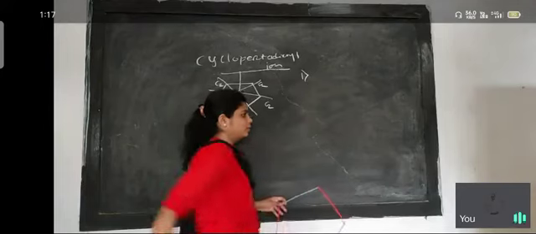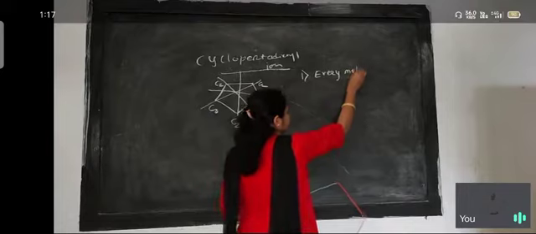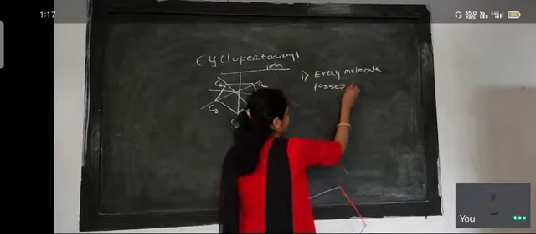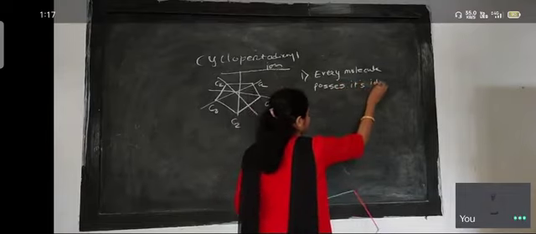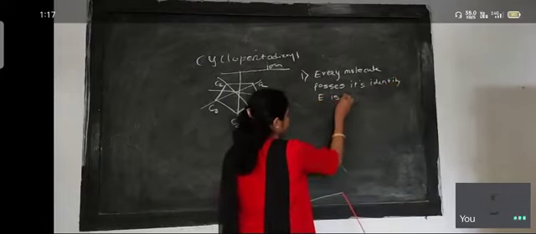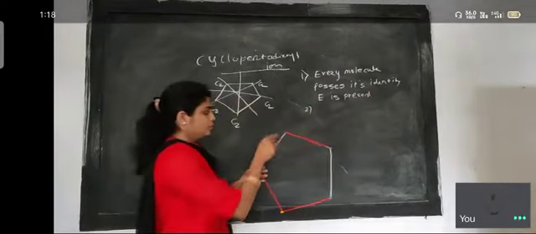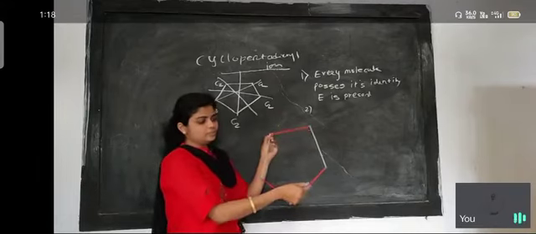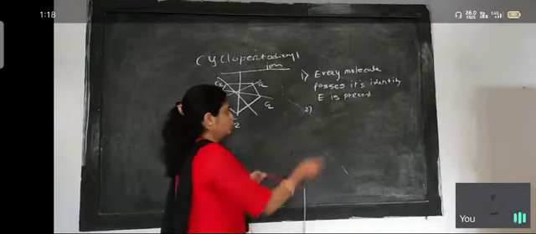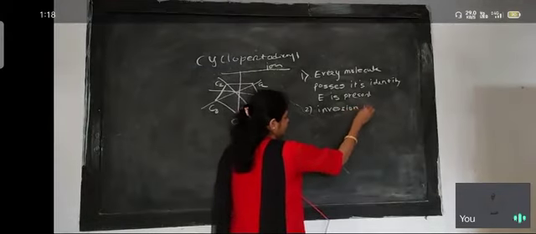The first point about the molecule: every molecule possesses its identity, so the identity operation is present. Second, see here, when you consider this carbon, in front of it there is no same carbon at the same equidistance. So inversion is absent.